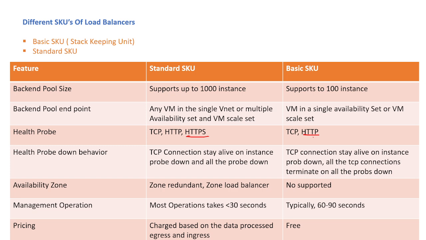Okay, so now you got all the differences. If you see the differences, you always feel the standard SKU is better because it supports multiple regions and multiple availability zones. The performance is very good, the backend connections reset automatically, and there are no charges except the egress and ingress charges. Okay, so these are the differences between the basic and standard SKU of the load balancer.